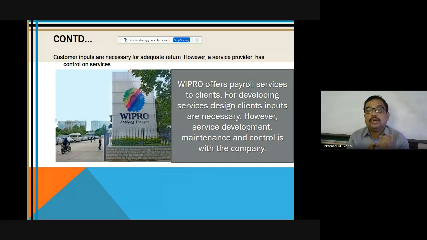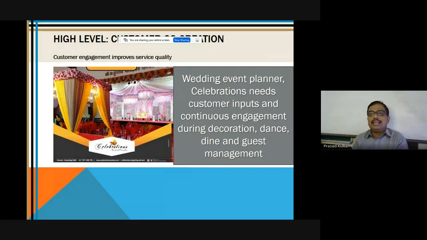However, the software development, maintenance and any upgradation is with Wipro. Therefore, here the company has control over the services, but customer inputs are highly required for design and development. Now look, a high level of customer participation is required. Customer engagement improves the service quality.